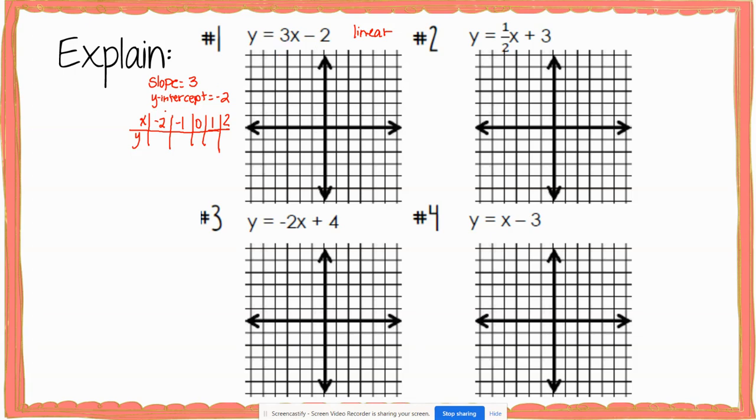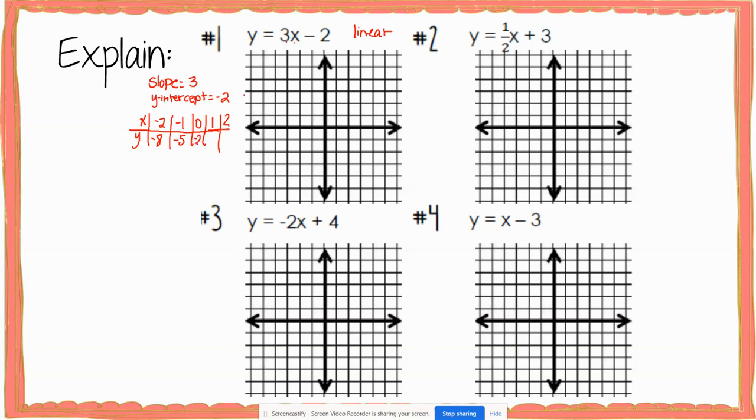Since my first x value is negative 2, I'm going to say 3 times negative 2, which is negative 6. Then negative 6 minus 2, which is negative 8. Now I'm going to do the same thing with x is negative 1. I'm going to do 3 times x, but x is negative 1, so I'm going to do 3 times negative 1, which is negative 3. Then negative 3 minus 2 is negative 5. Then I'm going to do 0. 3 times 0 is 0, and then 0 minus 2 is negative 2.